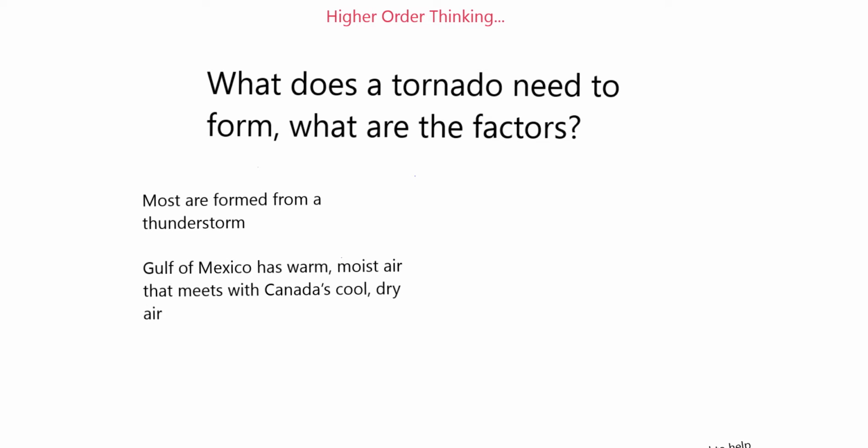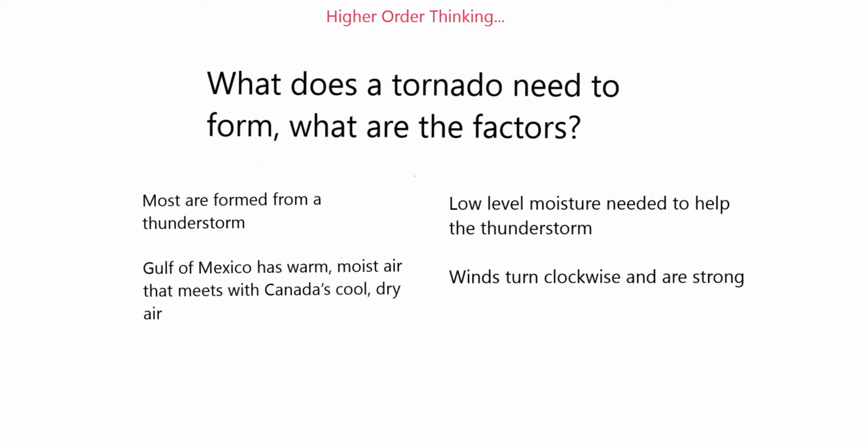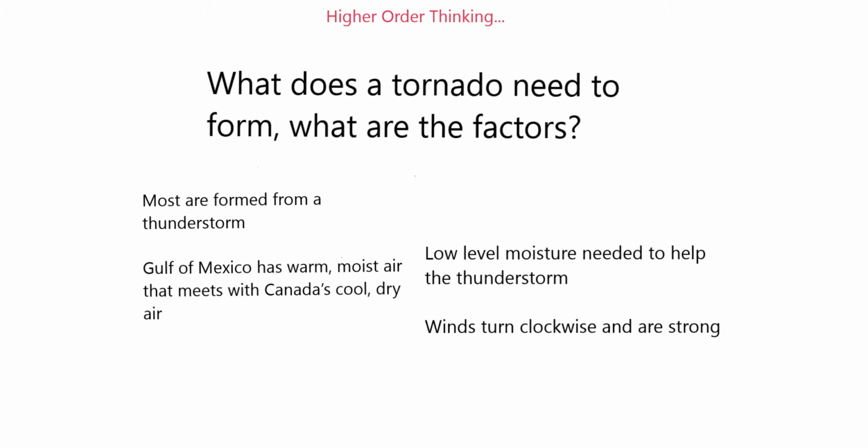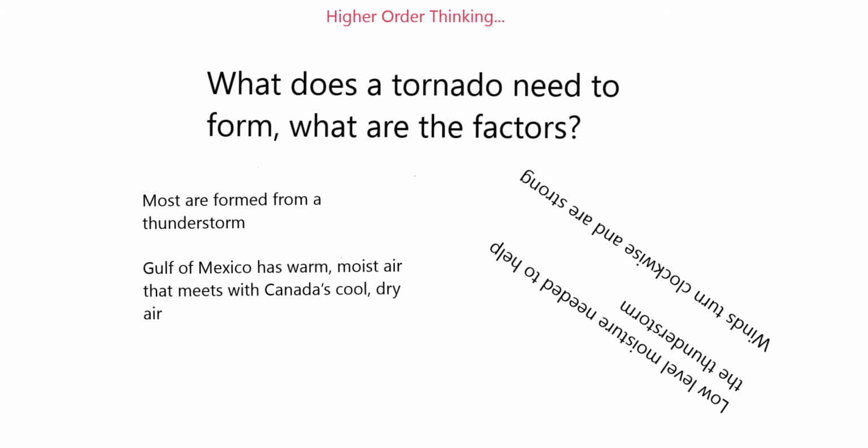Most tornadoes are formed from a thunderstorm. The Gulf of Mexico has warm, moist air that meets with Canada's cool, dry air. There's a low level moisture needed to help the thunderstorm. Winds turn clockwise and are strong.